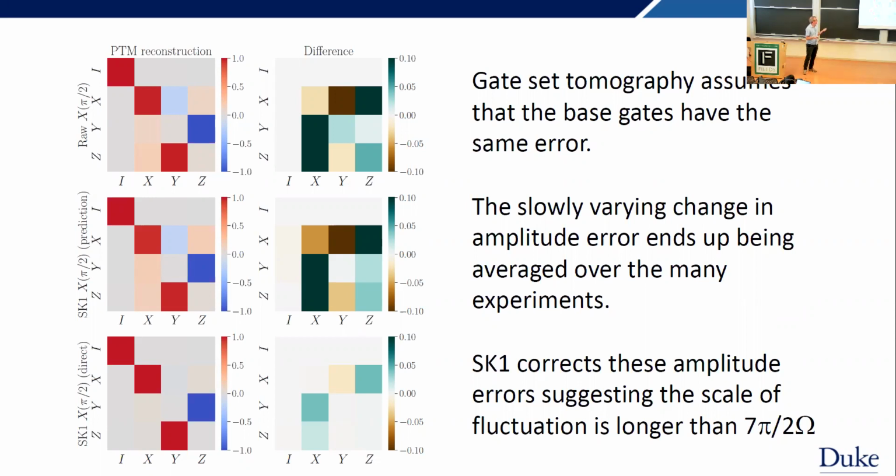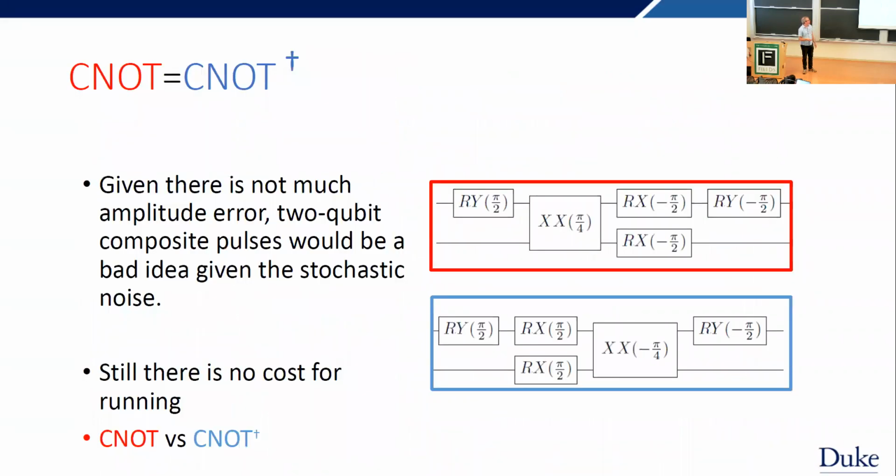But these three experiments together give us confidence that this slowly varying intensity noise is a problem. So then what can we do with our 2-qubit gates? And so what I liked was Ram's talk about the pulse inverses.